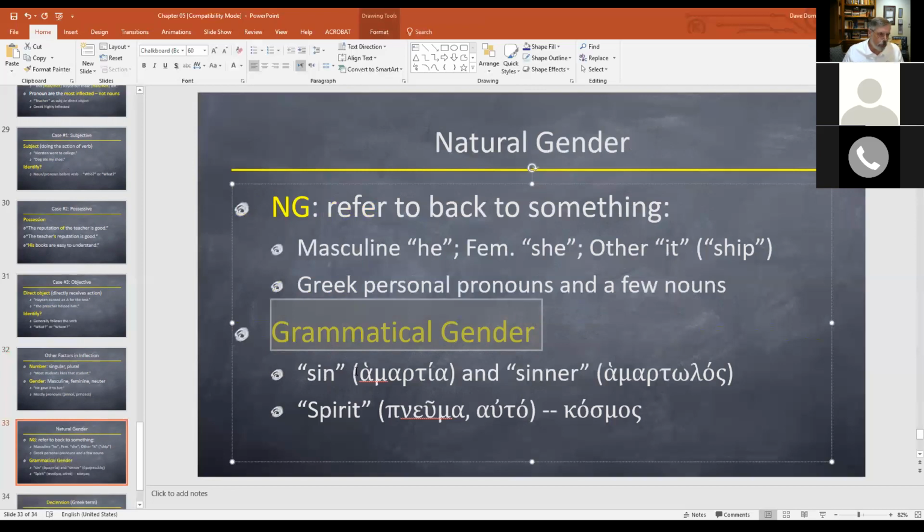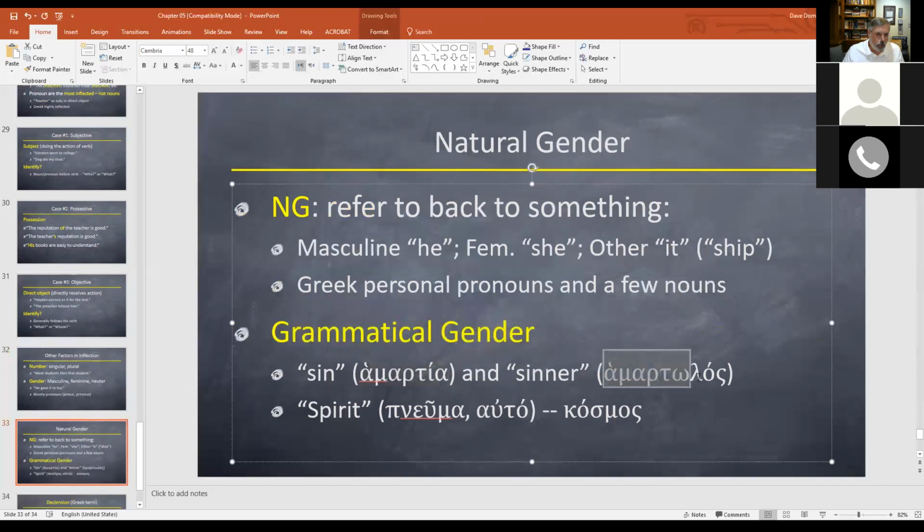For example, the word hamartia means sin. Well, this is feminine, and I know that because of its ending. That tells me it's feminine. So hamartia is feminine. It doesn't mean women are all sin, or only women sin. It's just a grammatical category that says sin is in a feminine category.